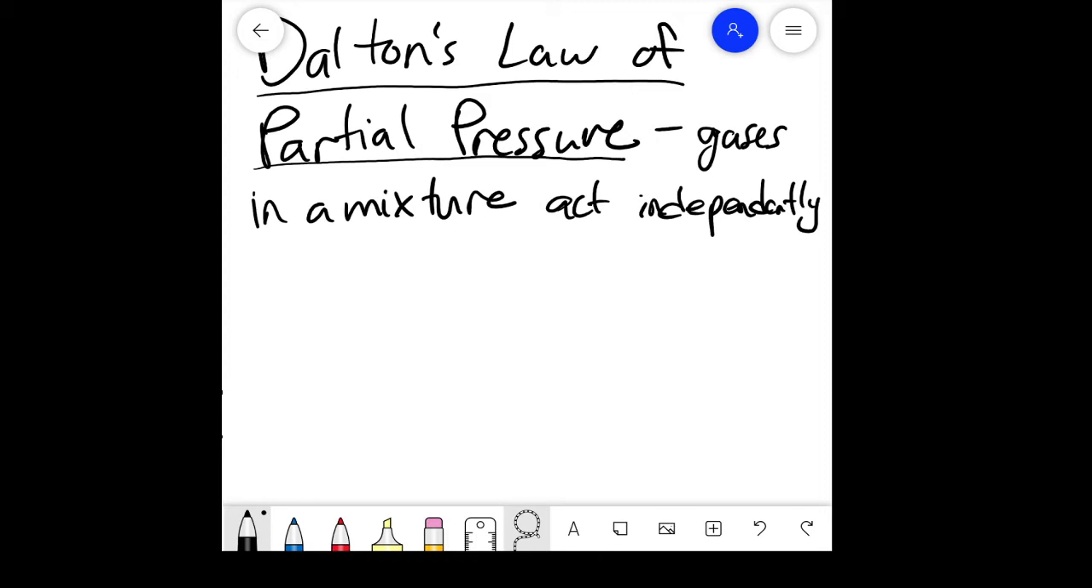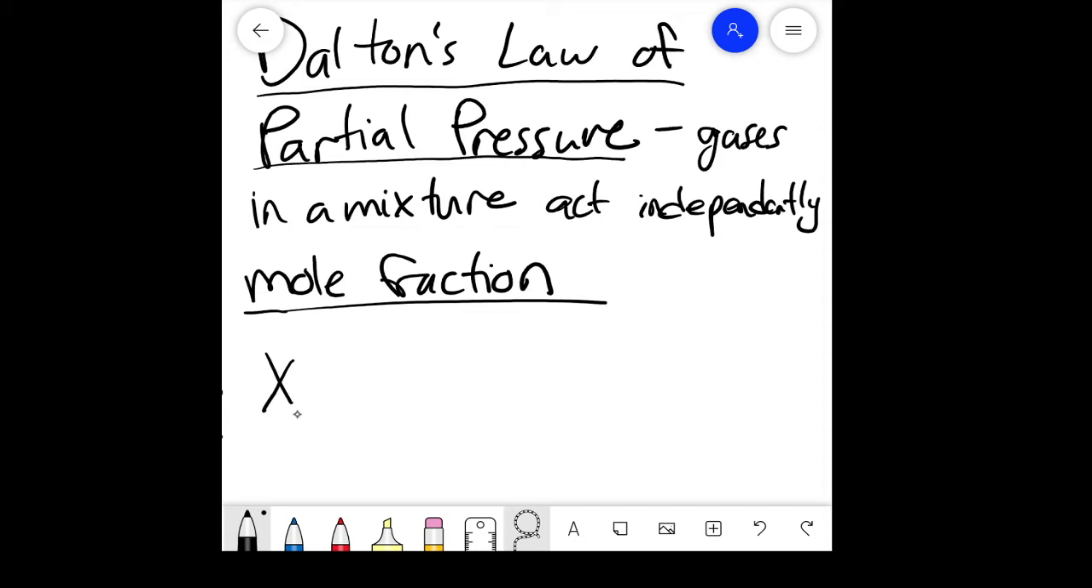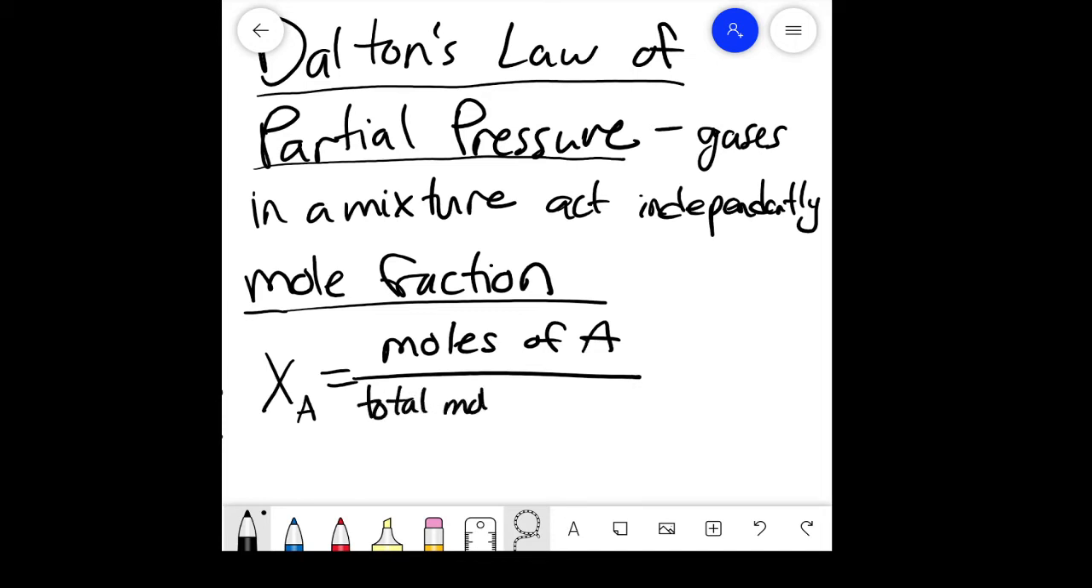So we have this new thing called a mole fraction. What a mole fraction is in this instance, it's represented by x of some element, say element A, and the mole fraction equals moles of that substance A over the total moles of the mixture, which doesn't seem too bad until you start getting into the equation.